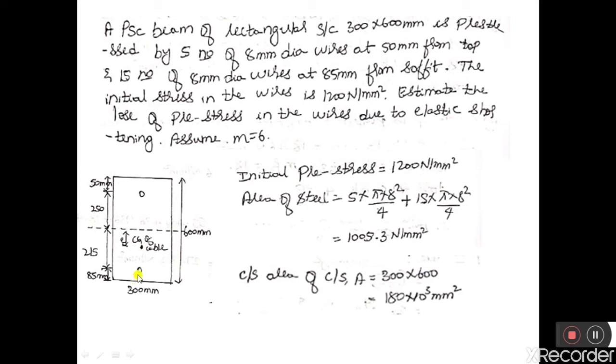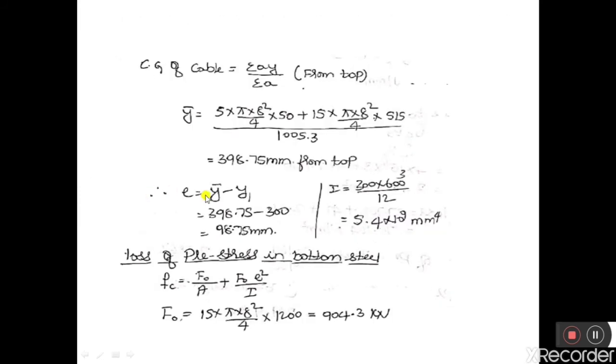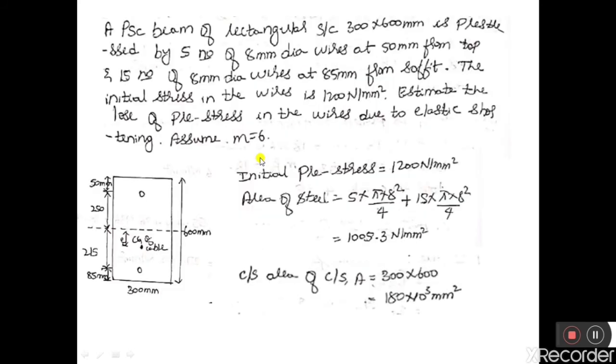So the CG of these two cables is 398.75 mm from the top. From the top, the CG is lying at 378.57 mm from the top, from here to here. So from here to here, this is the eccentricity of a cable with respect to the centroidal axis. So here to here it is eccentricity, it is shown here.